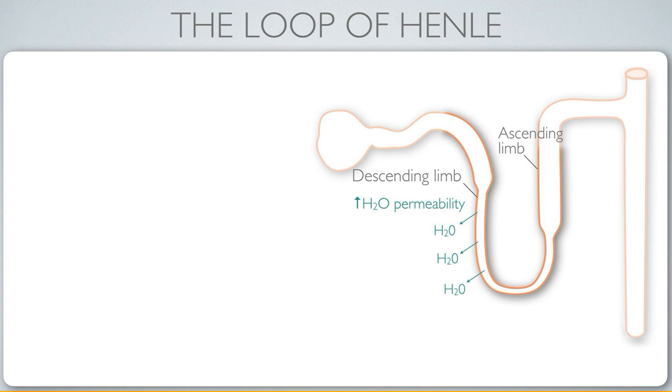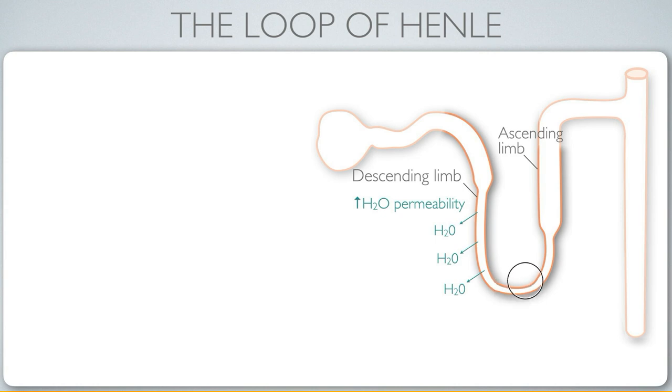On the ascending limb, there is a low density of aquaporins. Instead of water leaving the filtrate, we see the loss of sodium and chloride. Initially, the filtrate by the hairpin in the loop of Henle has a high concentration of sodium and chloride as a result of its high osmolarity, achieved through concentration by osmosis. So think high osmolarity right here.